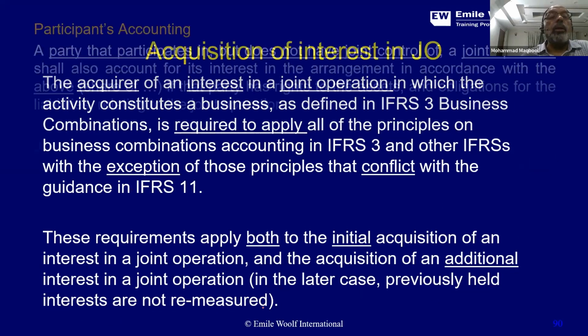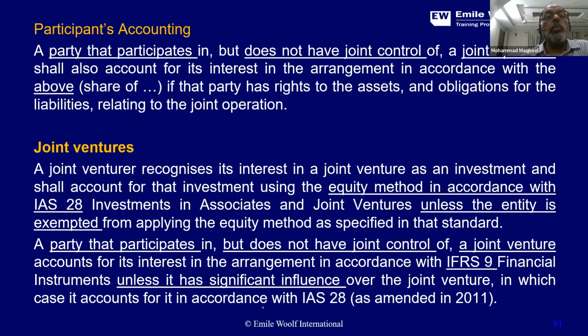Okay. The party that participates, I'm talking about party A and D, they are just participating. They are not joint. All right? D, sorry, D. B and C have a contractual arrangement. Okay. They are jointly controlling, and they say a party that participates in, but does not have joint control of, a joint operation shall account for the interest in the arrangement in accordance with the shares.